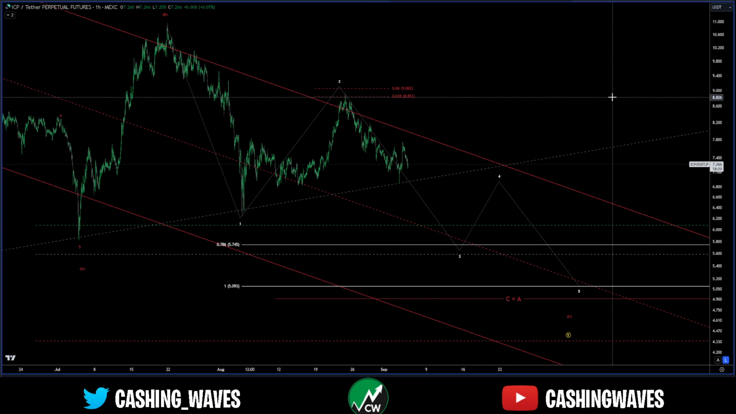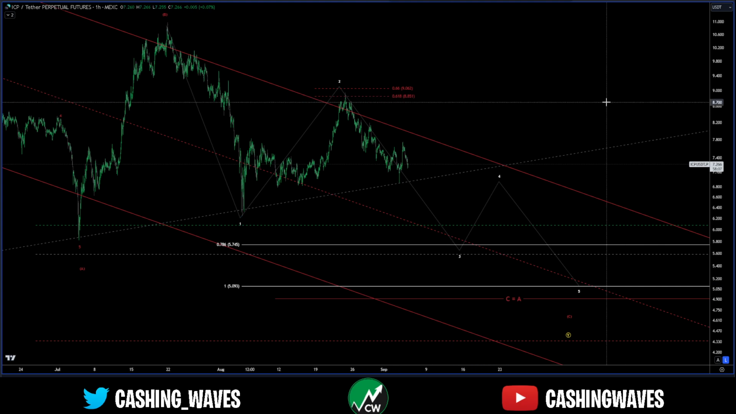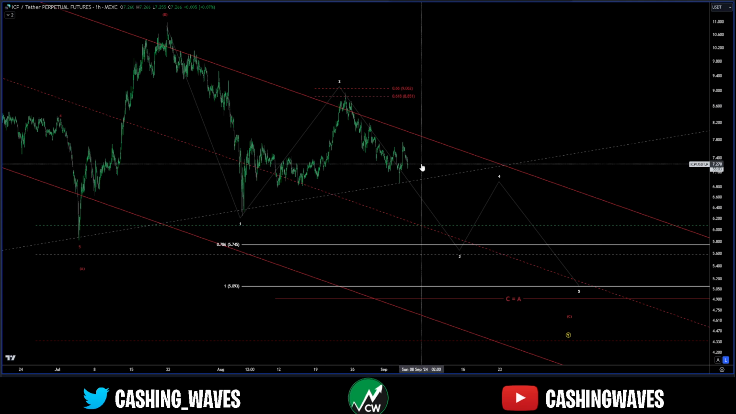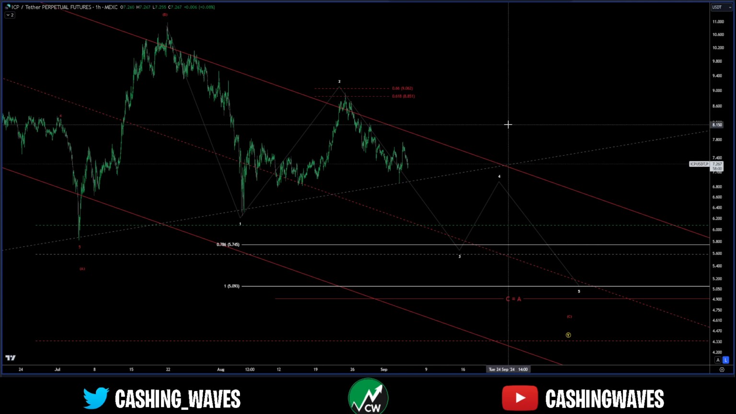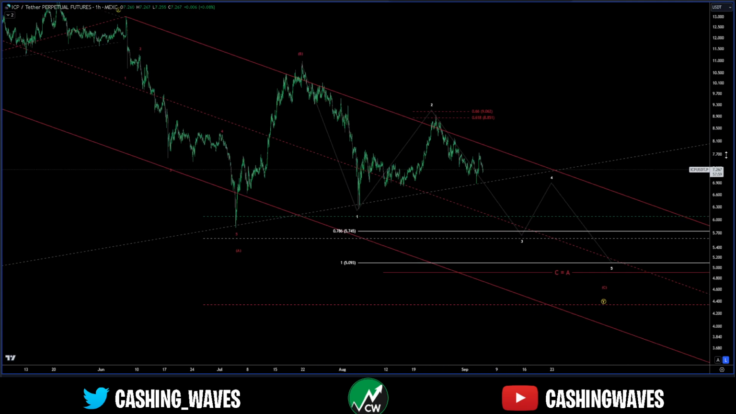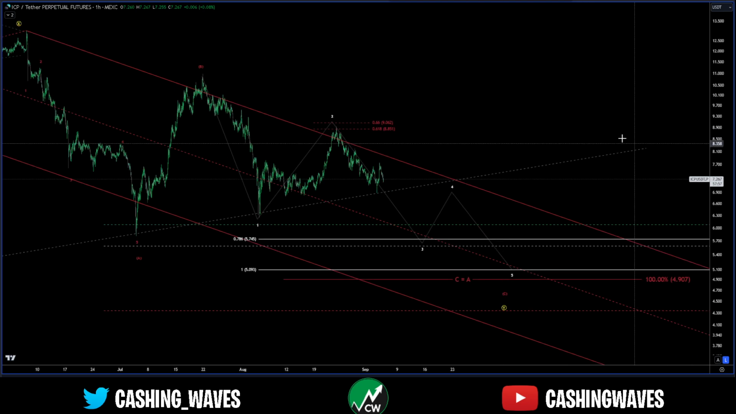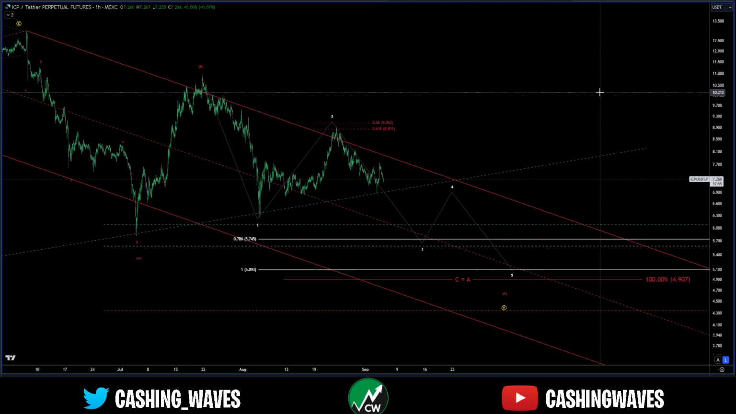But I am expecting the alts to tank a little bit longer here, unfortunately. But at least if you see this, you're able to adjust your position size if you choose to do that and maybe save some money, reload lower. All right, guys, ICP to $5. You heard it here first.